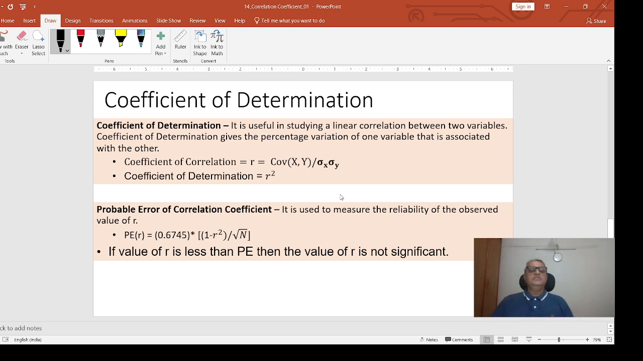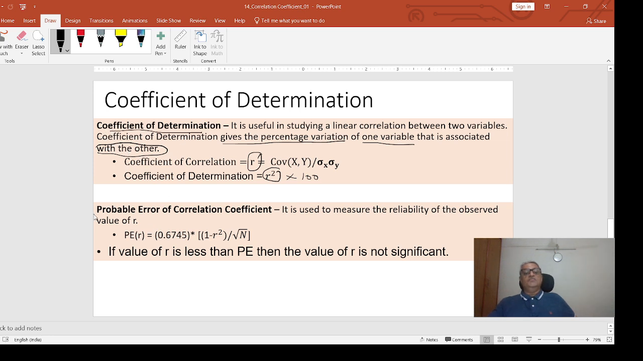There are two more measurements. One is coefficient of determination. Now, coefficient of determination is very easy to calculate. Once you get R, all that you have to do is R square. And once you do R square, it gives you the percentage, right? So you just have to multiply this by 100, and it actually gives you the percentage variation of one variable that is associated with the other variable. Okay, so that's coefficient of determination.